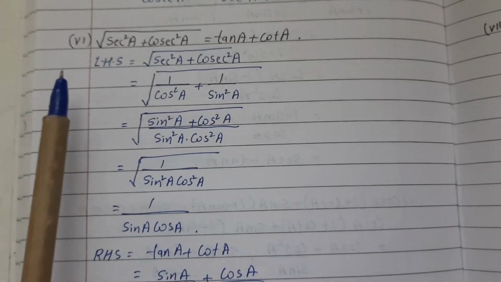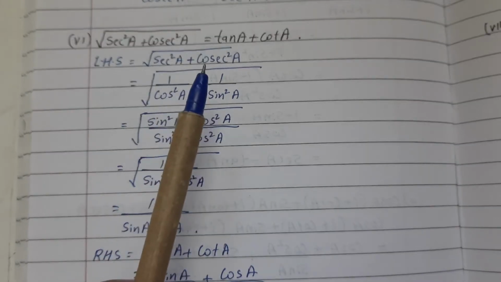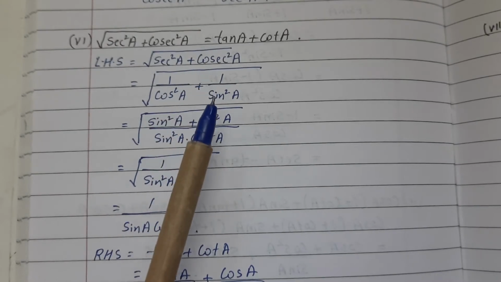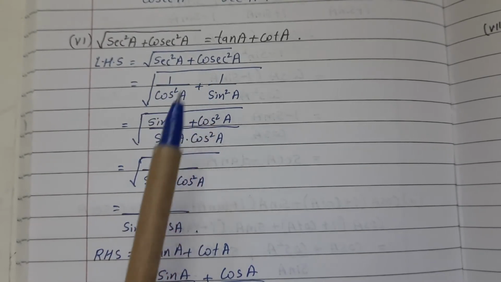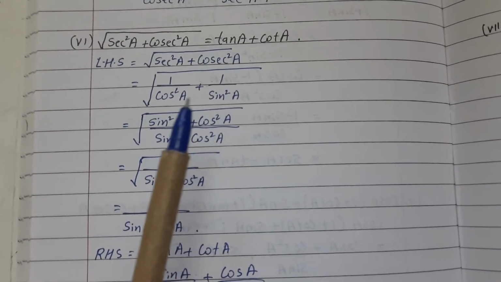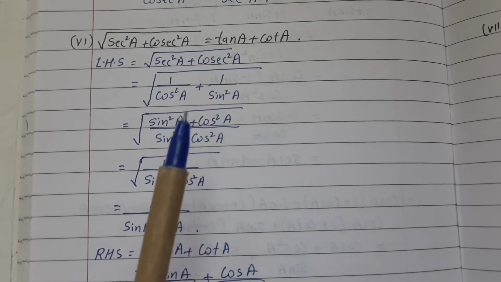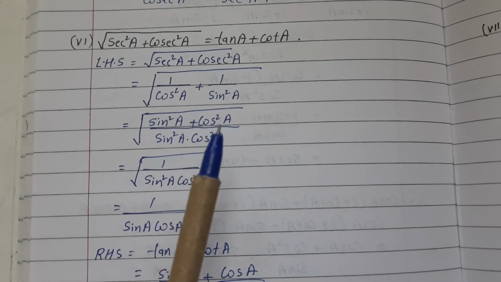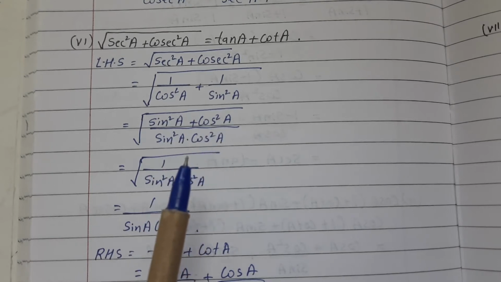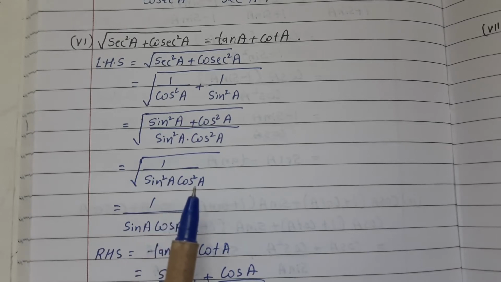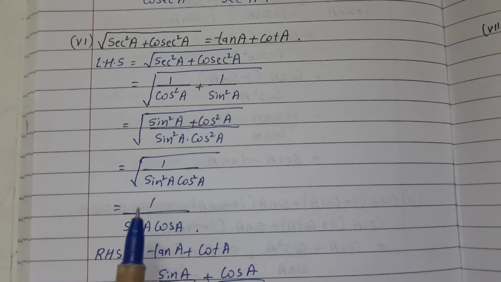Sixth part, left hand side is equal to root of sec square A plus cosec square A. Sec square A is 1 upon cos square A, cosec square A is 1 upon sin square A, the whole root of. LCM of the denominator is sin square A into cos square A. Multiply and divide this term by sin square A, and this term by cos square A. Therefore we get sin square A plus cos square A upon sin square A into cos square A. Sin square A plus cos square A is 1, equal to root of 1 upon sin square A cos square A. Root and square cancel each other, equal to 1 upon sin A cos A.